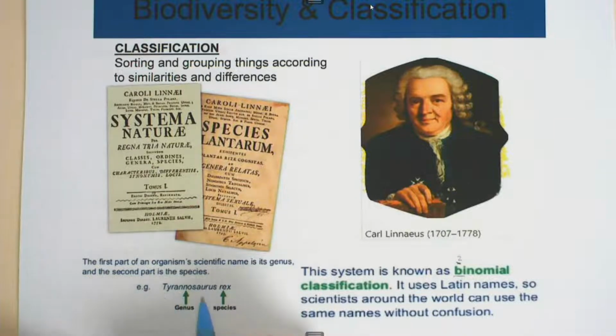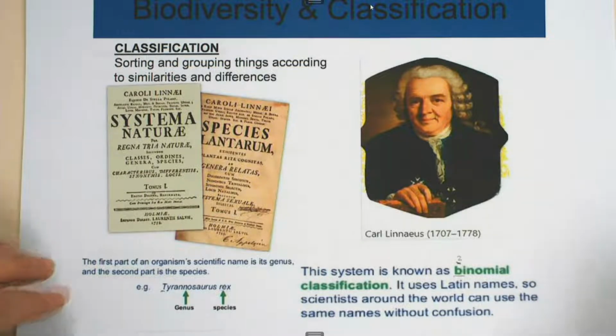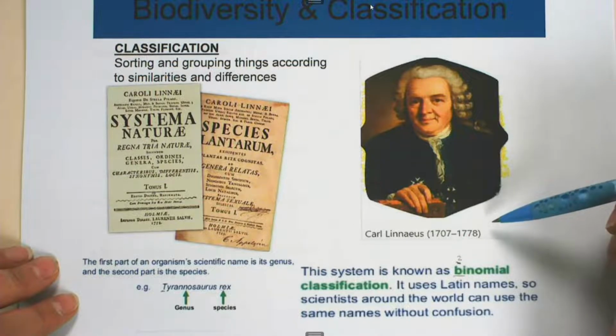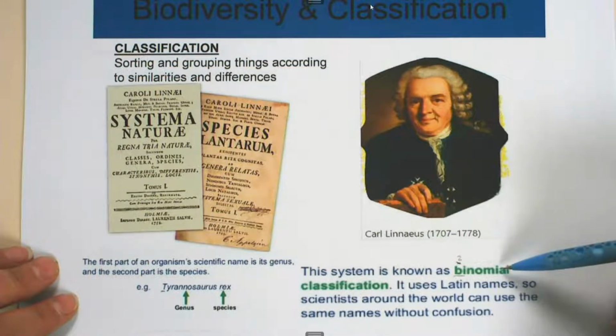The first one, the genus name, is always with a capital letter. The next one is always with a lowercase letter. Okay, so I say again, genus comes first, species comes second. And when you write it in your paper, you must underline it to indicate that you know it is a genus and species name. Okay? Father of classification, Carl Linnaeus, we call his system the binomial system.